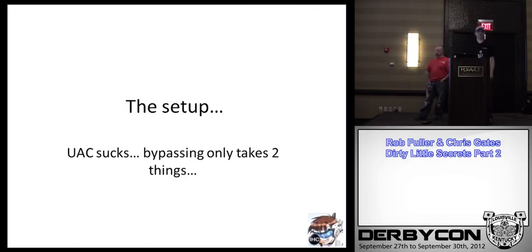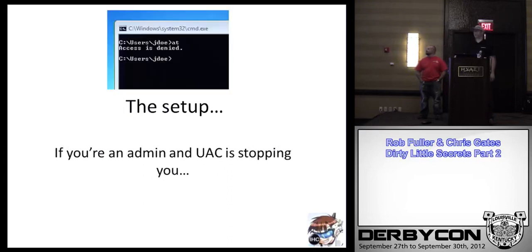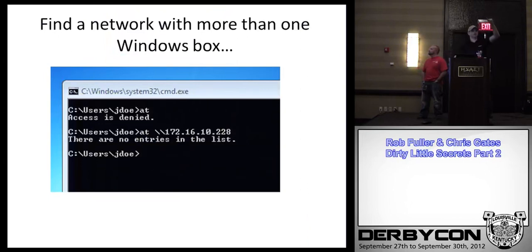UAC sucks, right? Because it takes two things to bypass. Anyone know what those two things are? One, you need admin access. Okay, so you have to be an admin. UAC is not stopping you from becoming an admin. It's stopping you from being a low privilege admin to a higher privilege admin. Okay, so that's the first one. Everybody could generally get that, right? Second one is you need to find a network that has more than one host. Pretty easy to find. It's kind of defined in the whole network term.